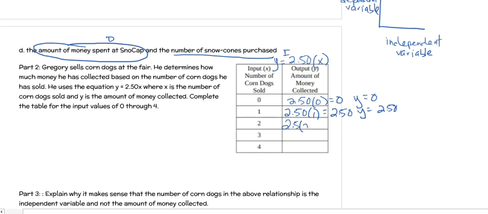2.5 times 2 is equal to 5, so y is 5. 2.5 times 3 is equal to 7.5, or 7.50, and y is 7.50. And lastly, 2.5 times 4 is equal to 10, and y is equal to 10. Right? It's a way to complete a table.